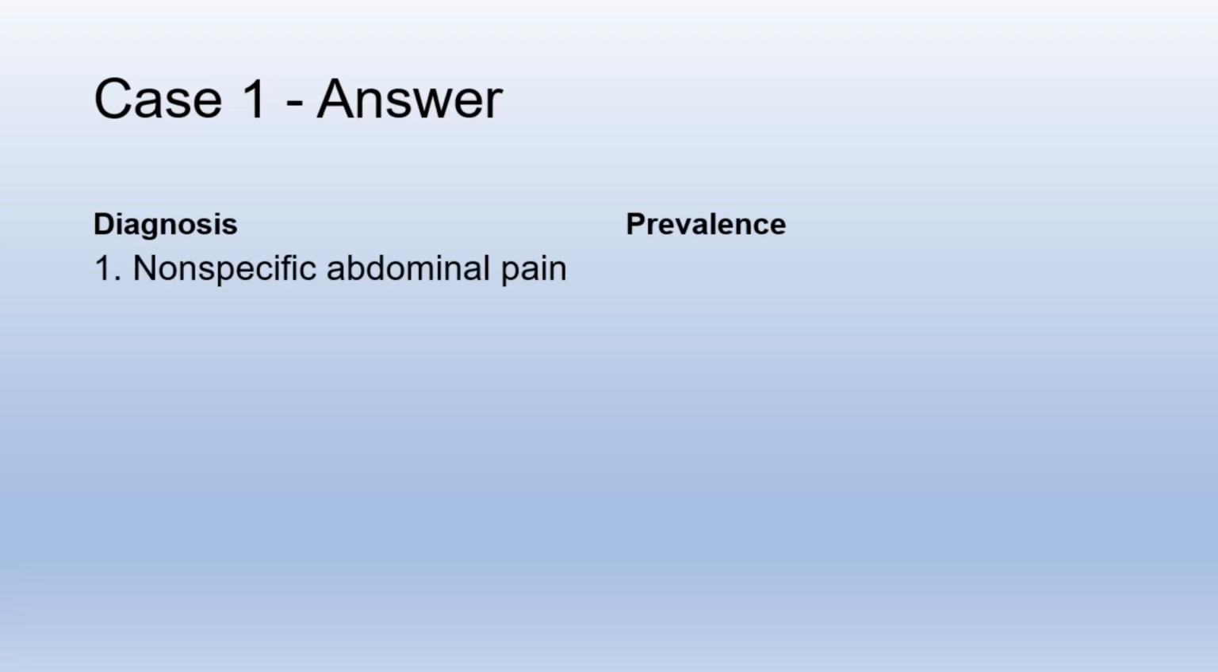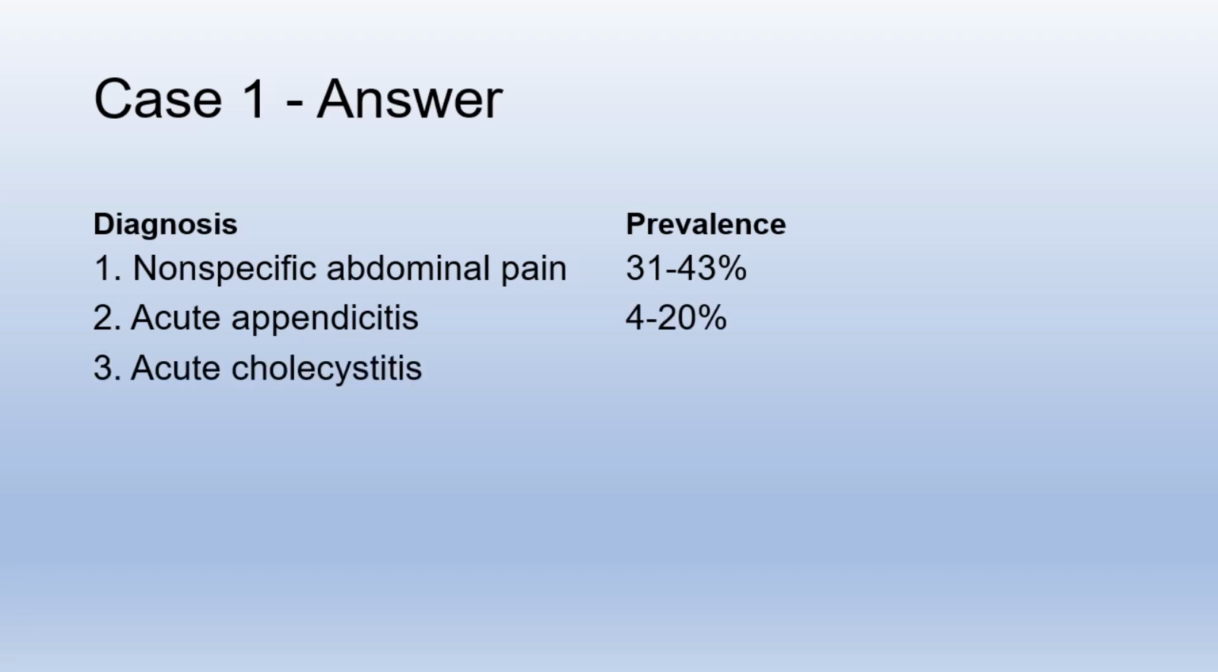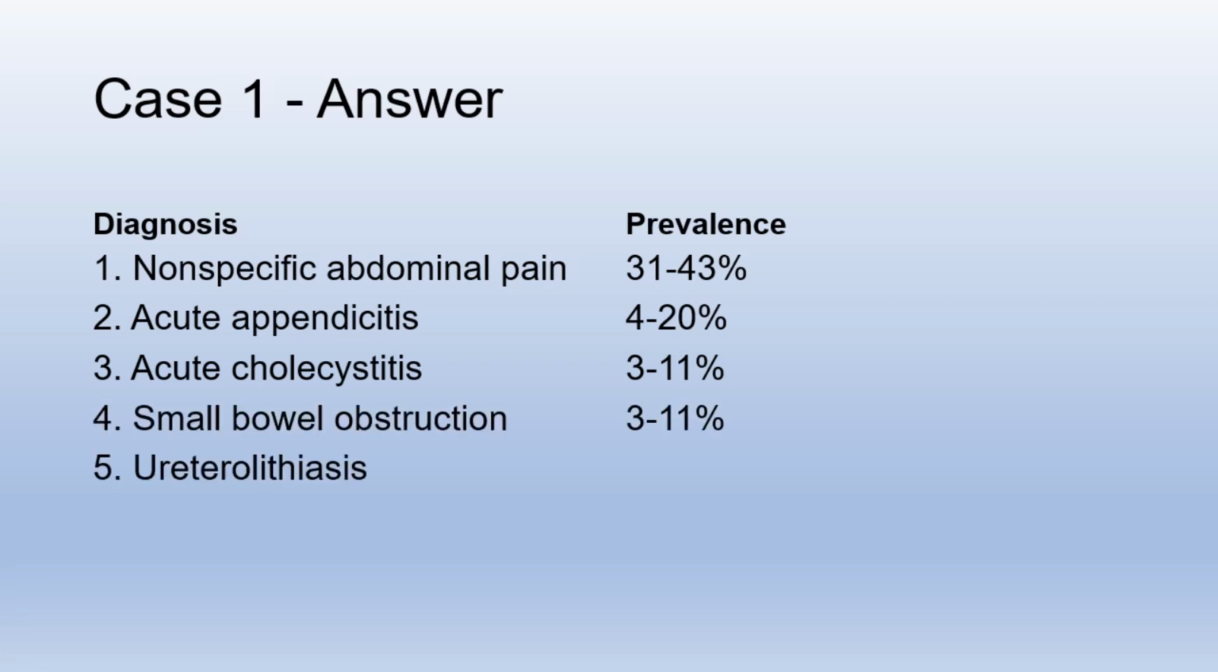Number one is nonspecific abdominal pain at 31 to 42%. Number two is acute appendicitis at 4 to 20%. Number three is acute cholecystitis at 3 to 11%. Number four is small bowel obstruction, also at 3 to 11%. And finally, kidney stone at 3 to 4%.